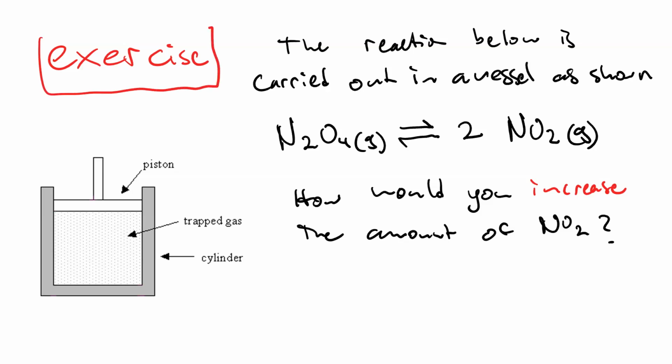Here's an exercise for you. So I've got the equilibrium between N2O4 and 2 moles of NO2 in the gas phase. And we carry it out in one of these vessels with a movable piston. What could you do to the piston to increase the amount of NO2 in the vessel? Pause and work it.